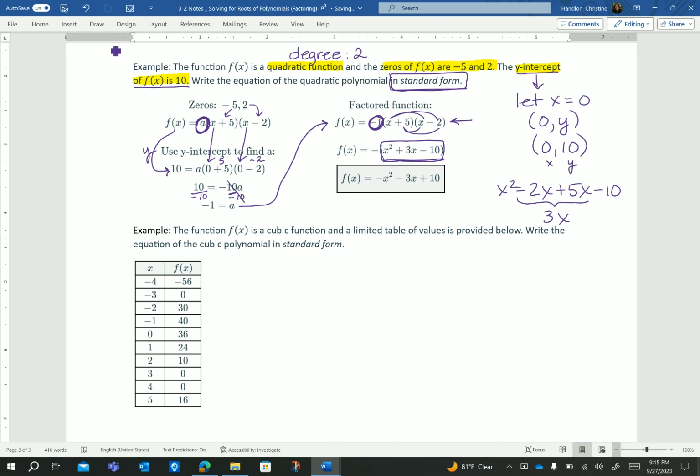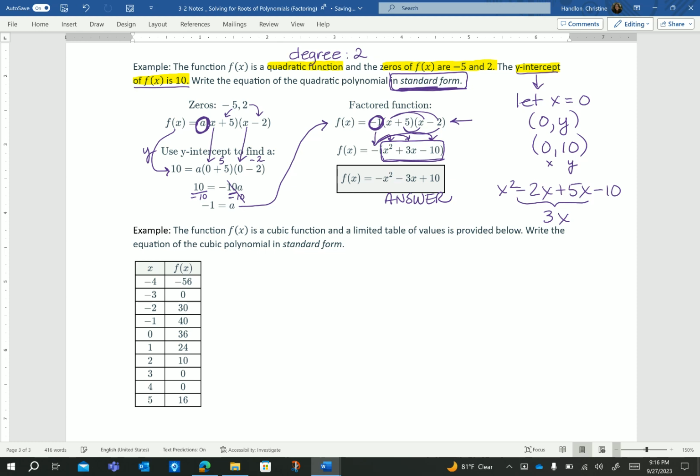And then you can't forget that -1, which came down, and it needs to multiply to everything. And that's how they switched signs. The positive 3x became negative, and the -10 became positive. And this now is your final answer. And notice there are no parentheses, so it is indeed in standard form.